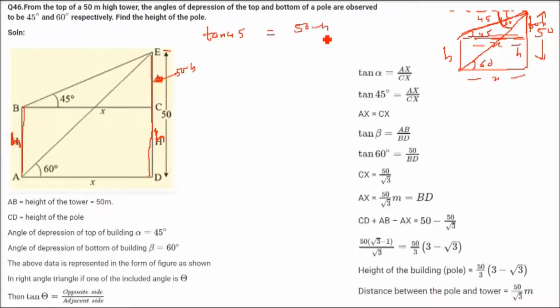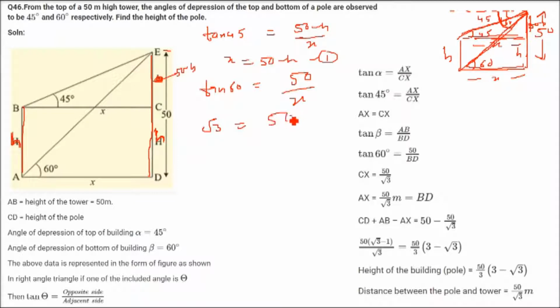This will be 50 minus h by x. But tan 45 is 1, so x will be equal to 50 minus h. This is our first equation. Now let us come to this triangle. This will be tan 60, and because this is all 50, we can take it directly as 50 by x. So x equals 50 minus h, tan 60 is root 3, and this is 50 by, I am putting x as 50 minus h here, right?